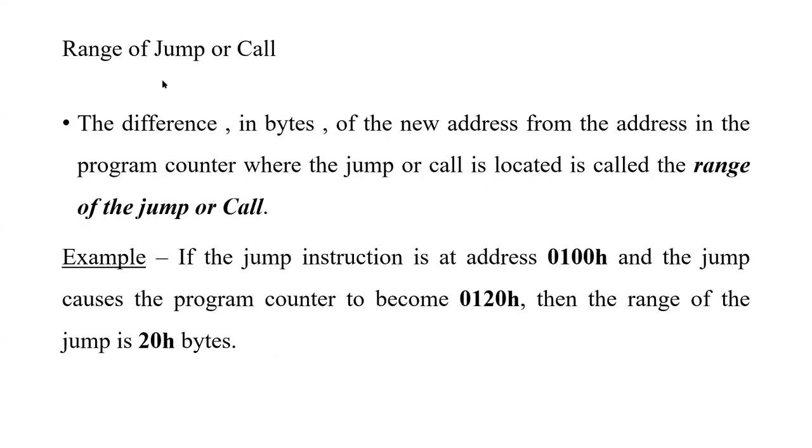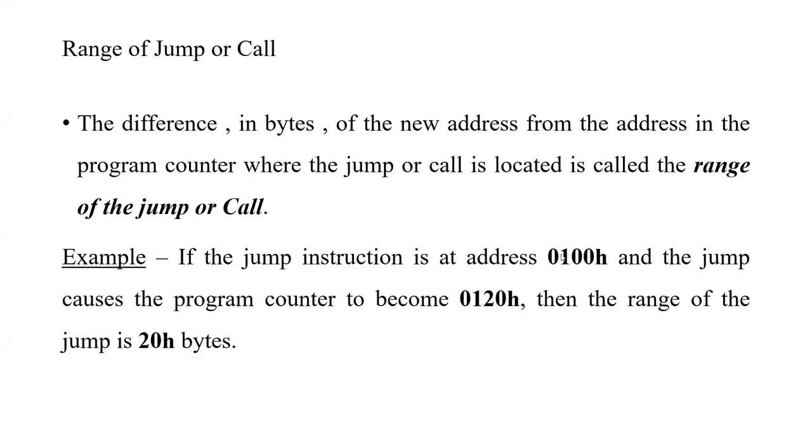Now, let's see what the range of a jump or call is. The difference in bytes between the new address and the address in the program counter where the jump or call is located is called the range of the jump or call. Normally, when you make a jump or call, you specify where it has to jump, and the range is the distance of that jump or call.